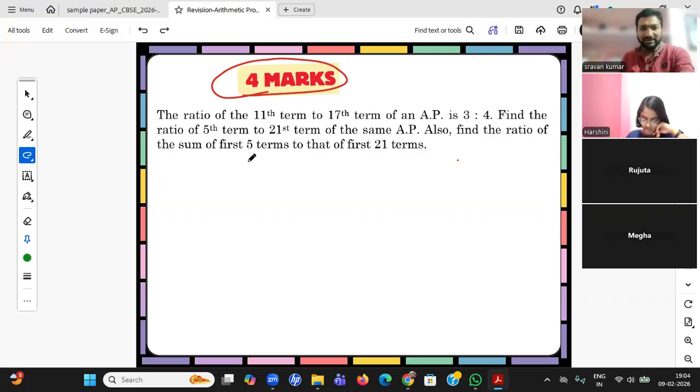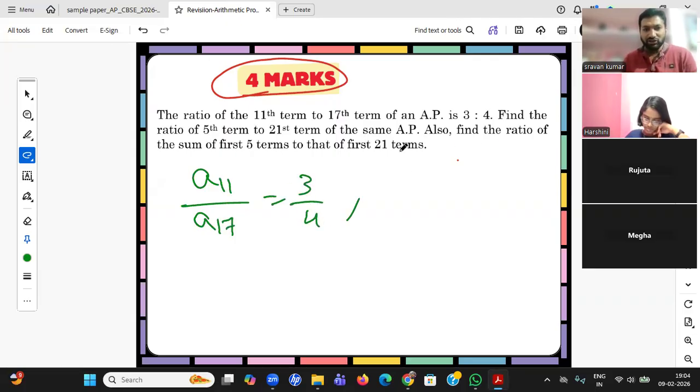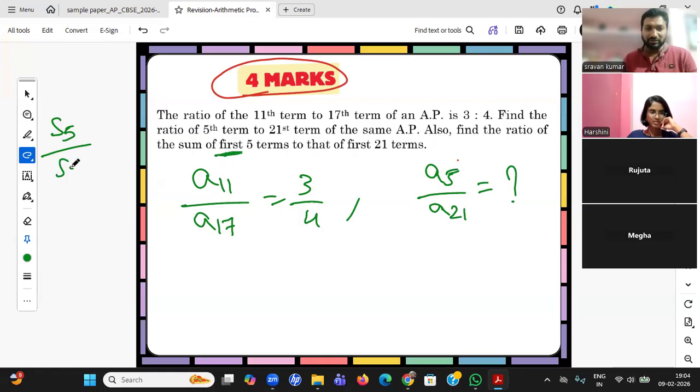The ratio of the 11th term, A11 to A17, is equal to 3 by 4. Find the ratio of the 5th term to the 21st term. Also find the ratio of the sum of the first 5 terms to the sum of the first 21 terms. You should look at this number. First 5 means I can use S5, first 21 is this one. So student, let's not do it, it's again all calculation.